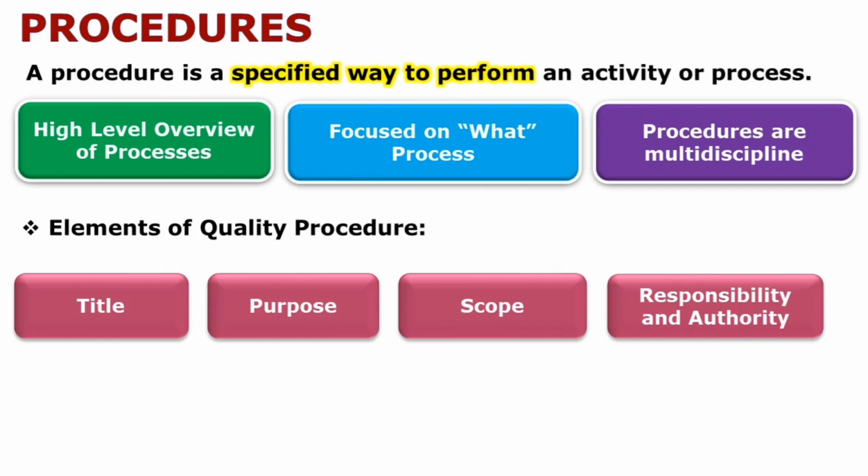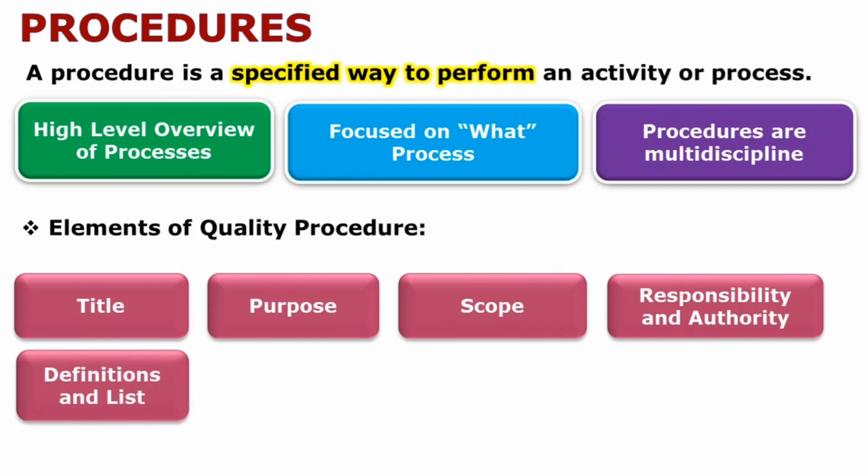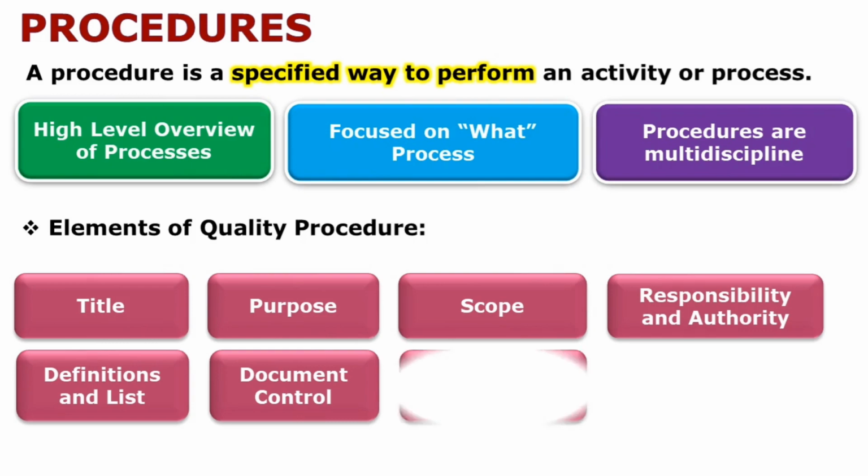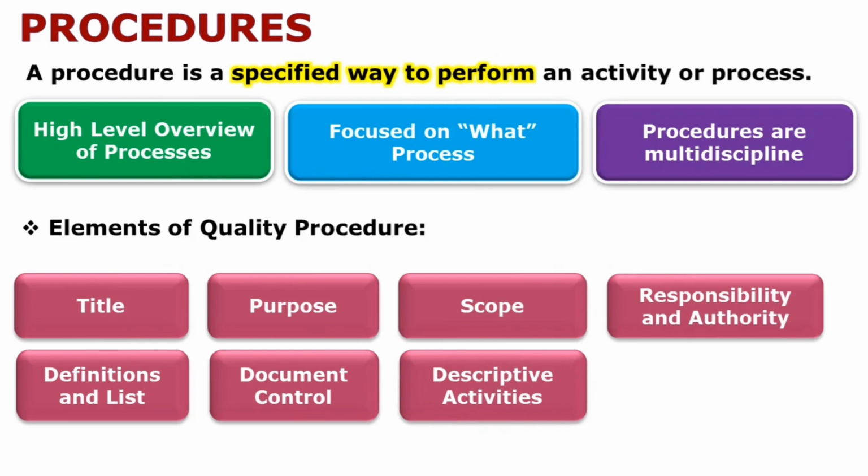Fifth, definitions and a list of terms, ensuring everyone is on the same page regarding terminology. Sixth, document control, so that the procedure itself is properly managed and maintained. And lastly, descriptive activities, which outline the steps or actions to follow when executing the procedure. In summary, procedures are essential guidelines that maintain the smooth operation of processes within a quality management system.